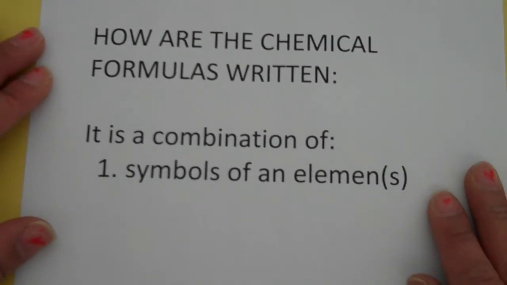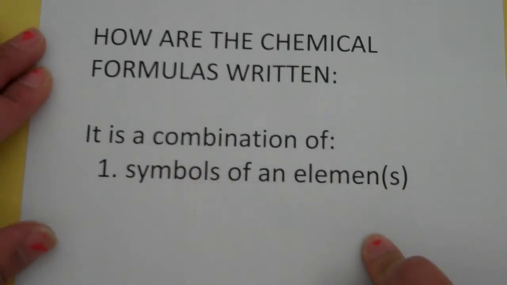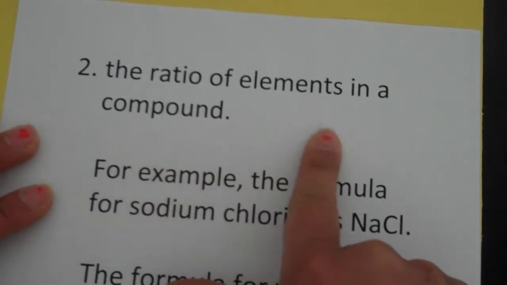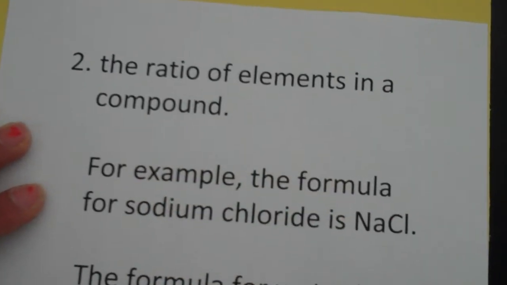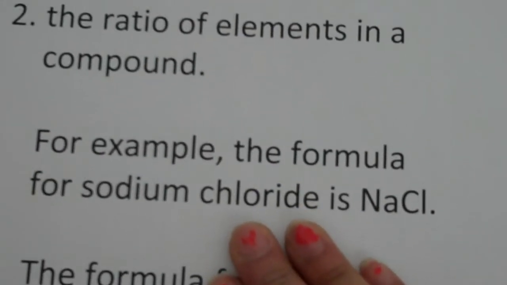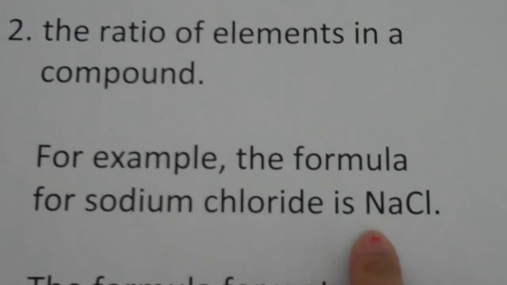How are the chemical formulas written? It is written in a combination of 1, the symbol of an element or elements. First of all, 2, the ratio of an element in a compound. The ratio, I mean here, for example, is for sodium chloride, this is the symbol for sodium and this is the symbol for chloride. So first I'll show you those symbols, and then how many of each element.